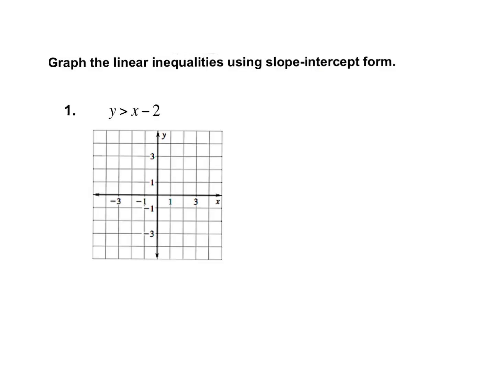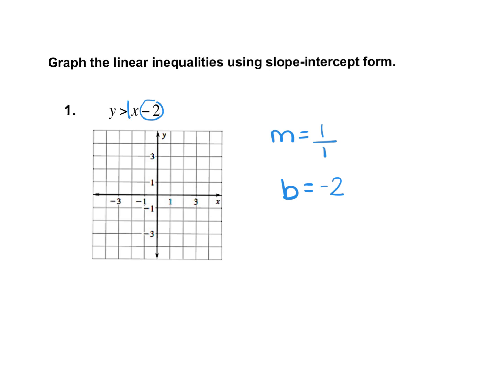All right, graph the linear inequalities using slope-intercept form. Number one, y is greater than x minus 2. First of all, our first step is to make sure that it's been solved for y, and this one is. So let's graph by identifying the slope, and remember the slope is the number with the variable. So our slope is 1, and we can make that a ratio of rise over run, so 1 over 1. And then our y-intercept is the number without the variable, which is -2.